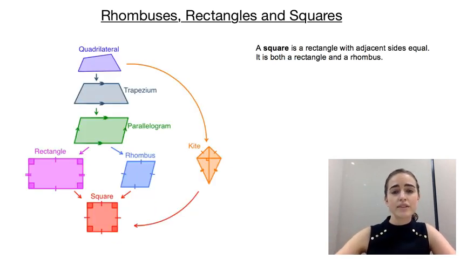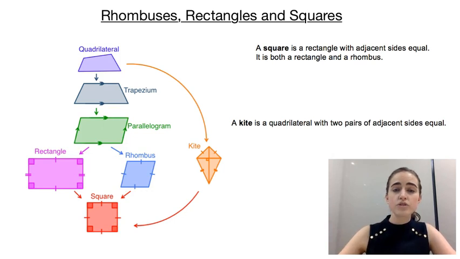When we're talking about squares, I've just pulled up our family tree again. A square is a rectangle with adjacent sides equal. So you could actually define a square as being both a rhombus and a rectangle. So that means that a square has all the same properties as a rhombus and a rectangle. So we've got quite a big list of properties of squares now. And if we wanted to prove that a shape was a square, we would have to prove that it was a rectangle and prove that it was a rhombus. So if it's both of those shapes, that means it is a square.